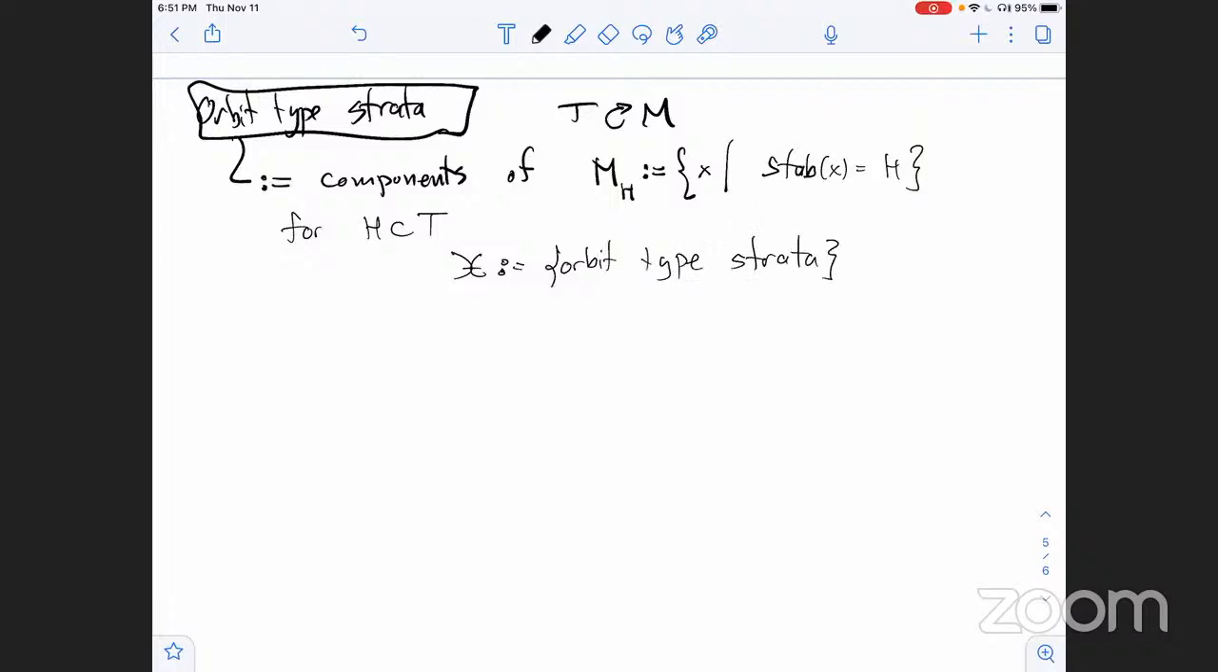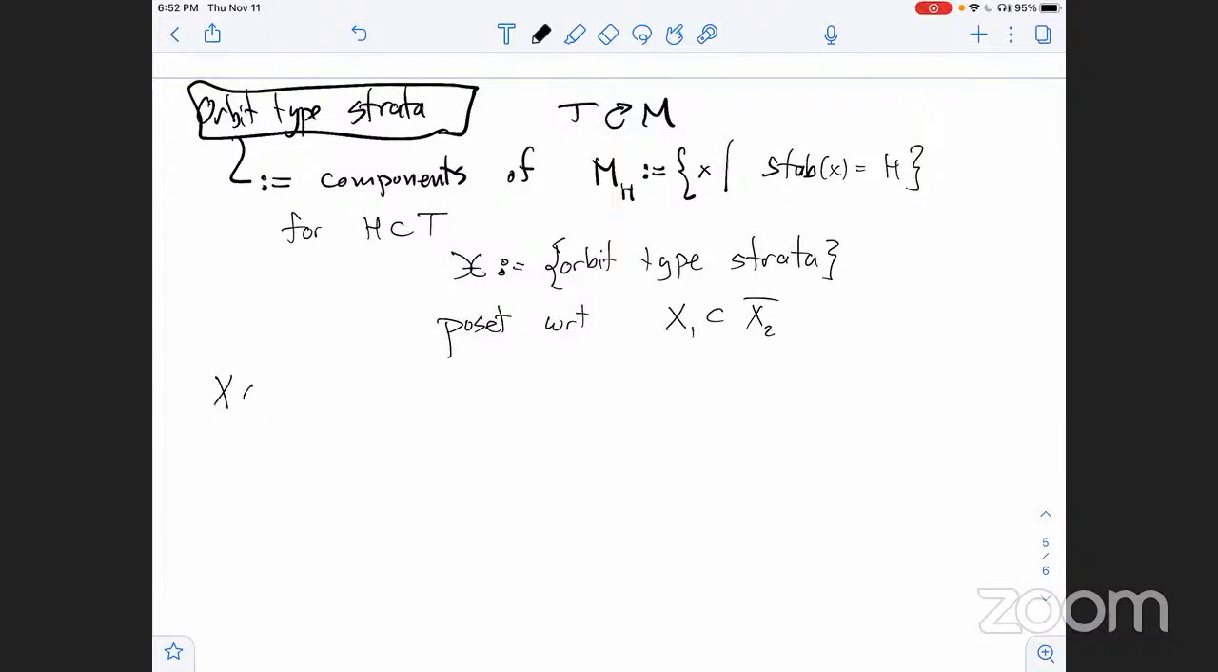In fact, each orbit type stratum is decorated. All the points in the orbit type stratum, their isotropy representations of their stabilizer on the tangent space will be isomorphic. In fact, they will be conjugate. And that conjugacy class of the isotropy representation is a little decoration that we put on each of the strata. And the set of orbit type strata is a poset with respect to inclusion of one stratum in the closure of the other.